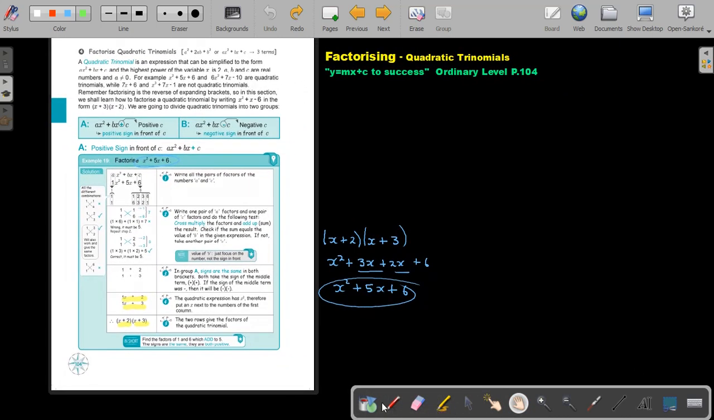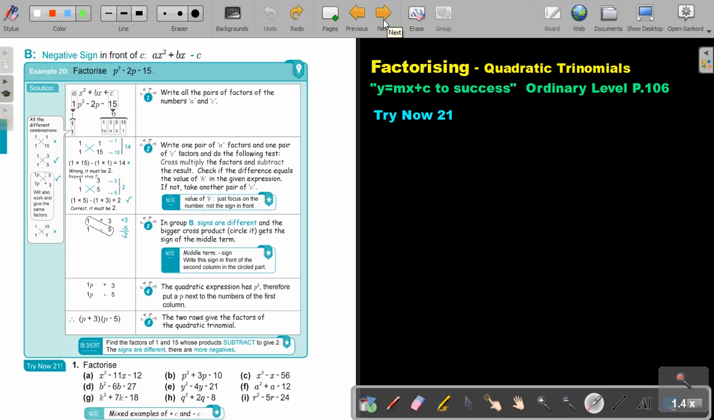Then you can remember that I said you get two types. You get quadratic trinomials in group A, which have a positive sign in front of the C, and in group B, which have a negative sign in front of the constant C. So this is the one that we are going to do now. In front of the constant, there will be a negative.